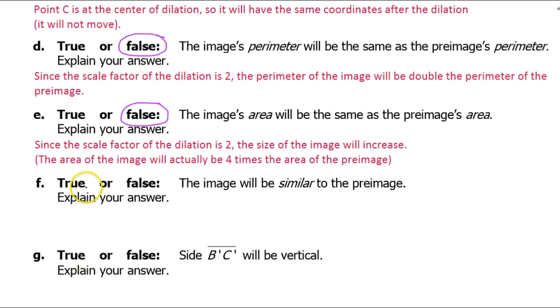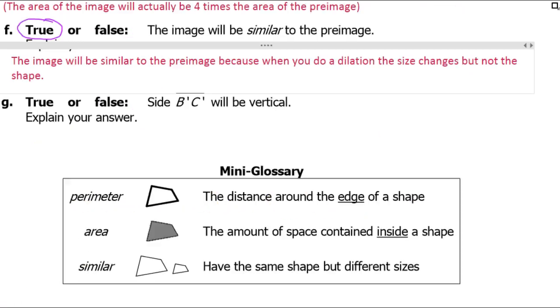Okay, look at question F. True or false? The image will be similar to the pre-image. That's definitely going to be true. You know that when you do a dilation, the size changes. It might get bigger or smaller, but the shape does not change. And look, that's right here in our little mini glossary. Similar is when you have different sizes, but you have the same shape. So that's exactly what happens when you do a dilation.